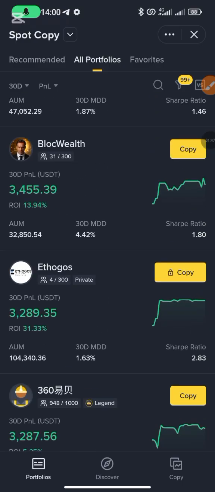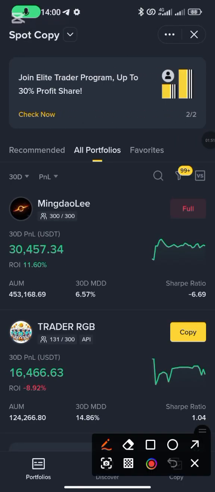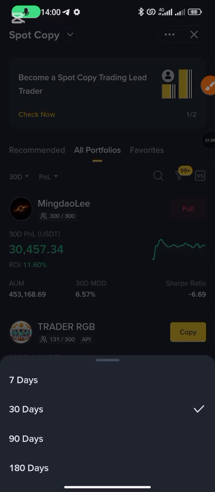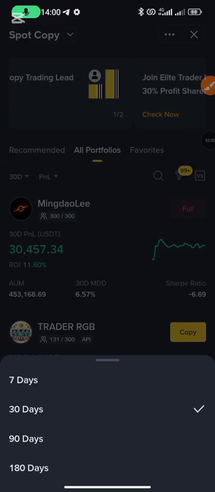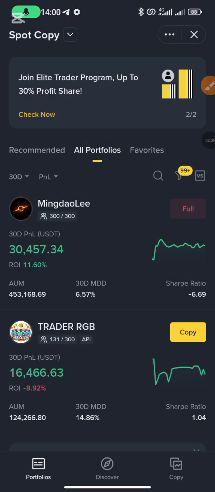So let's get started. Over here, the first thing you see in this page is 30 days ROI. This is showing that this is for people that have been into trade for up to 30 days. You can choose 7 days, you can choose 90 days, you can choose 180 days, depending on the kind of filtering you are looking for.